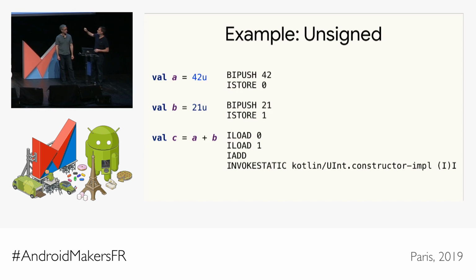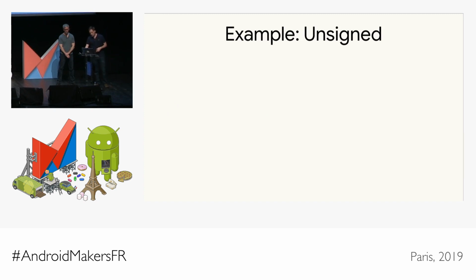We invoke a static method called UInt.constructor-impl. So unsigned numbers in Kotlin are implemented with a new experimental feature called inline classes. And we're going to look at inline classes themselves in a little bit in this talk. But here, because it's an inline class, we call this function called constructor-impl. And if you look at the signature here in the corner, it takes an integer and returns an integer. And what does this do? So it's an extremely complex function. Here it is. It loads the parameter that you give it, and then it returns it.